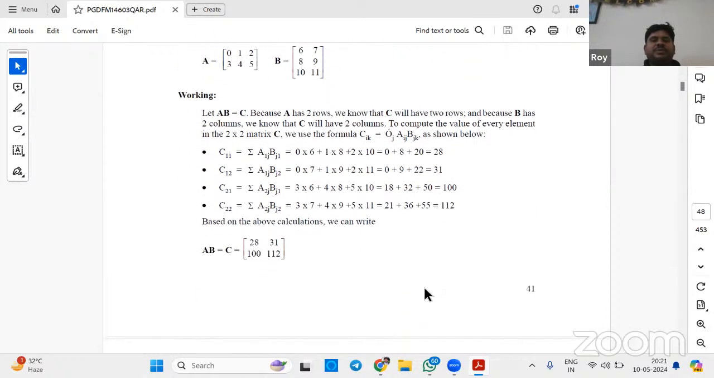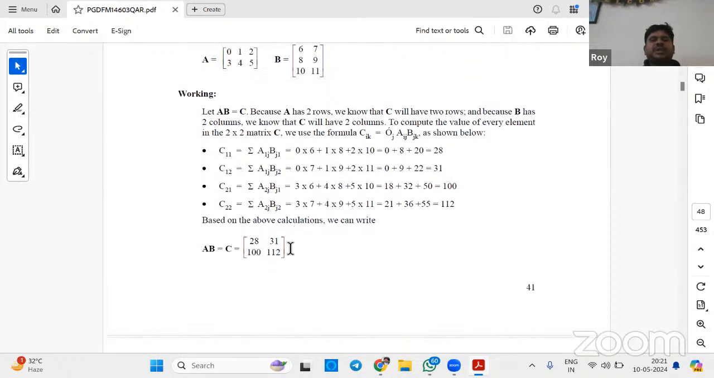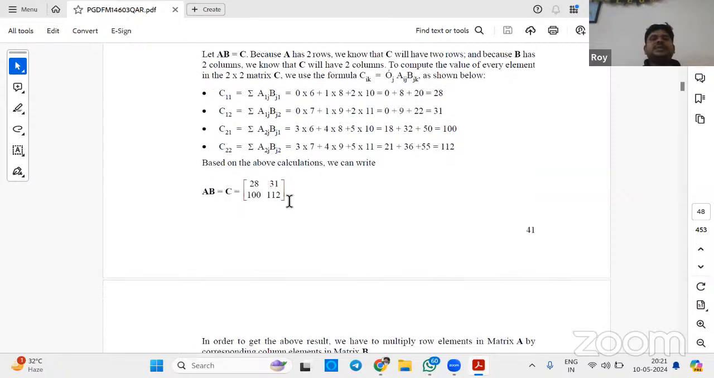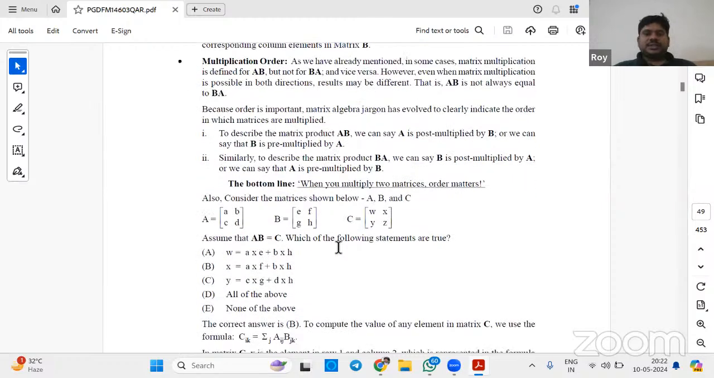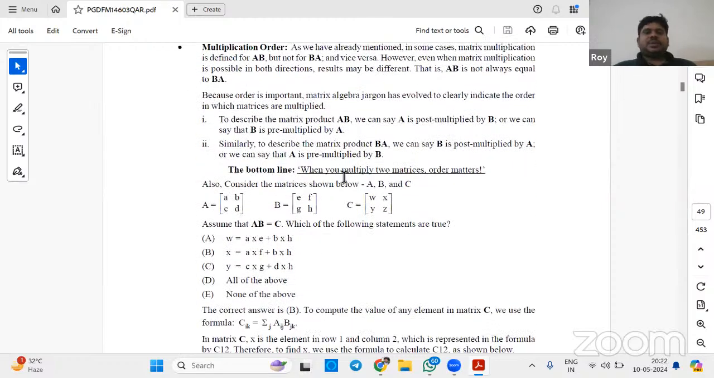When we multiply these values, based on the above calculation, we can write AB is equal to C. Now, in order to get the above result, we have to multiply row elements in matrix A by the corresponding column. Of course, for the multiplication, this is the rule: the columns of the first should equal the rows of the second.